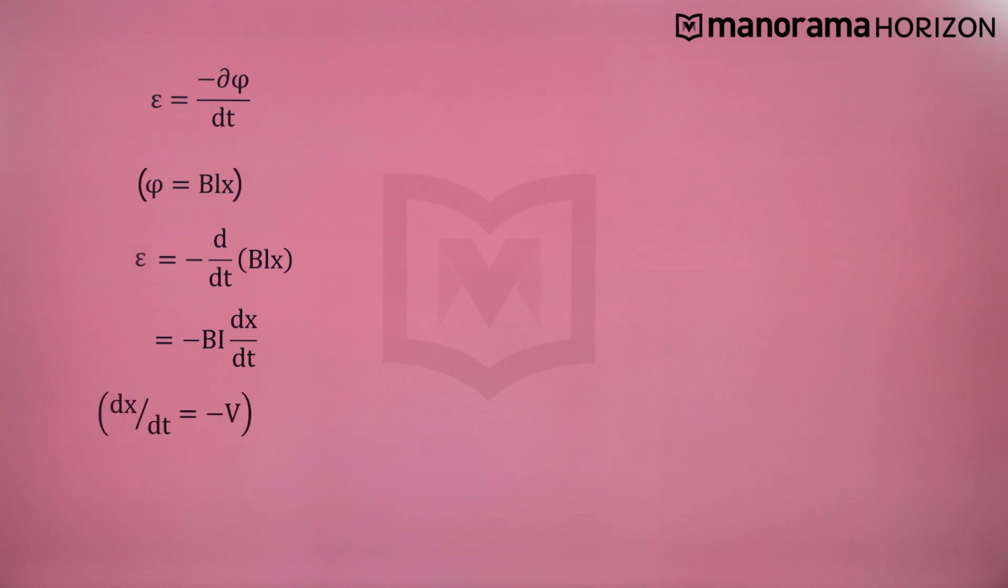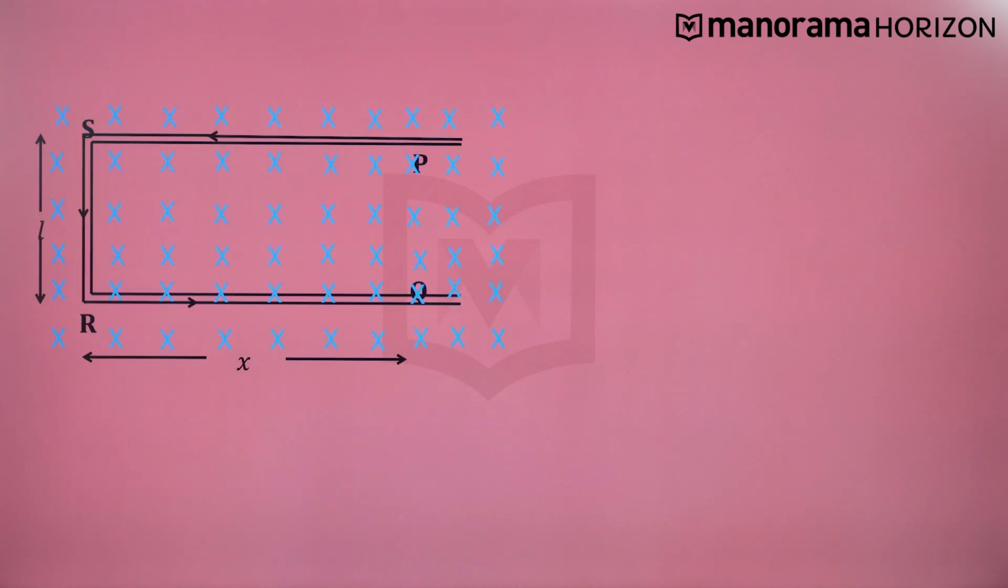Now, dx by dt is the rate of change of displacement in a sense, so that is equal to a velocity. It is negative here because the area covered by the rectangle is decreasing with time. So we have a new expression for the EMF, that is negative B times L times negative V, equal to positive B times L times V.